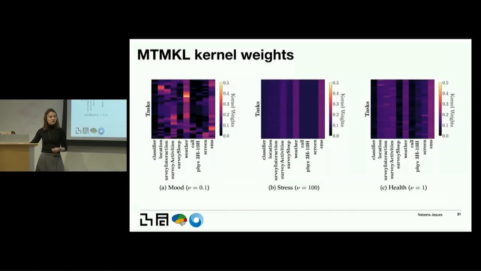And what's cool is you can actually look into some of these models and interpret what's going on in the models. So this is the kernel weights on the different modalities learned for the multitask, multi-kernel learning classifier. And we have this parameter in that classifier that regularizes how similar the tasks have to be. And so you can see that for the stress, it's very heavily regularized, so that actually all of the people's weights are very similar in predicting stress.